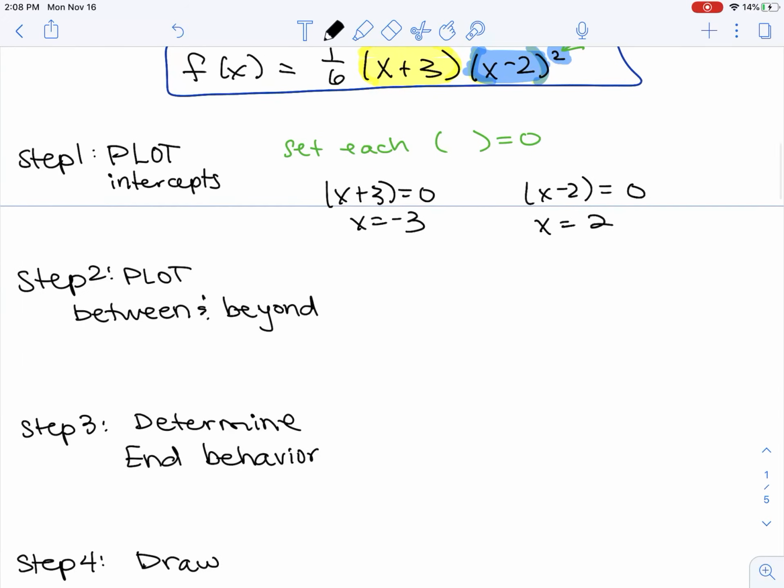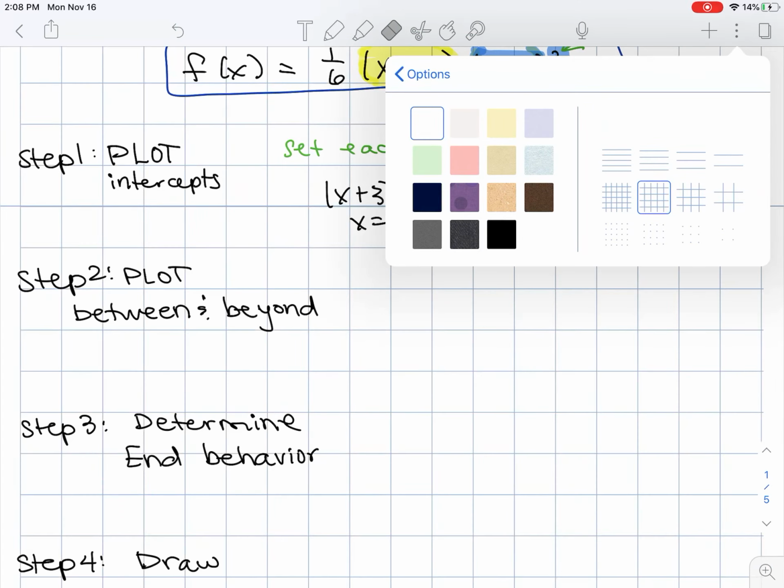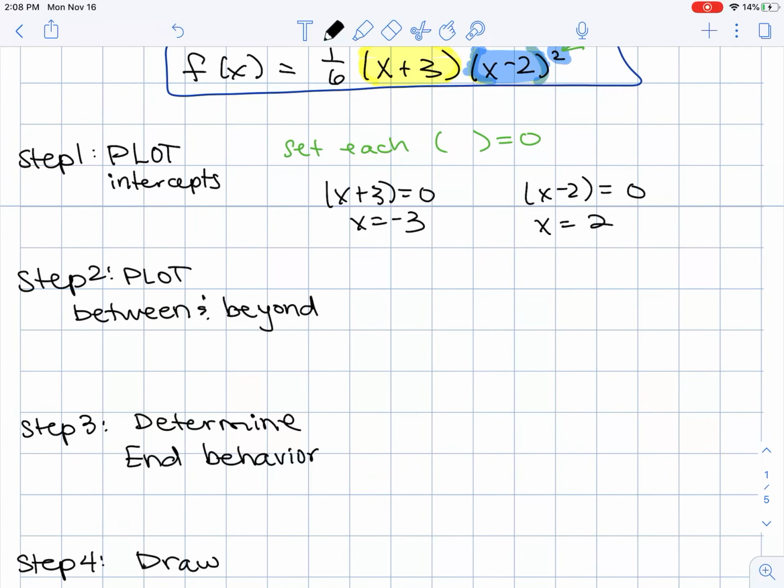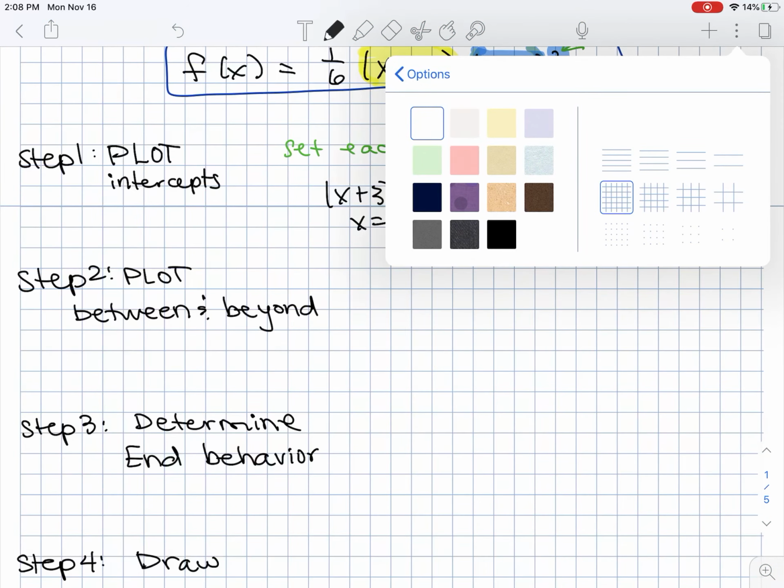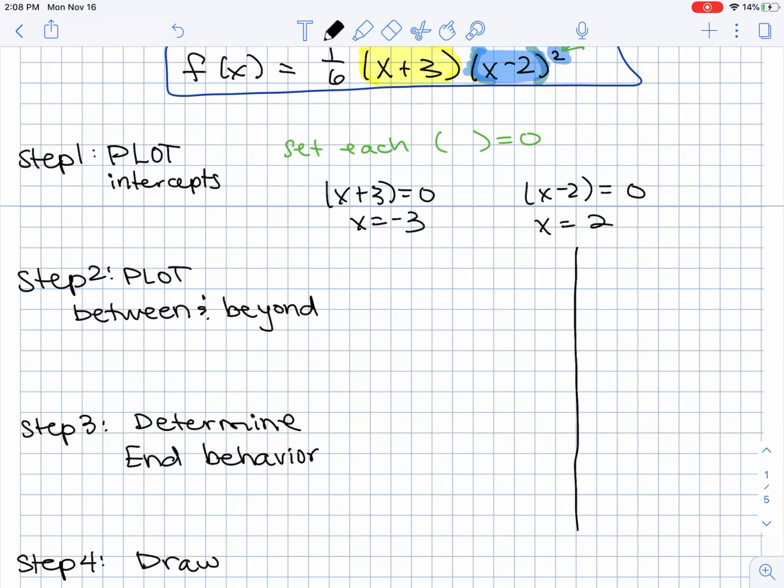And then I'm going to add that information to my graph, and actually I'm going to use my graph paper. Okay, let's just say here's my graph. We're going to start adding our information that we're finding to our graph. Here's our x-axis, here's our y-axis. And remember, our x-intercepts are at x equals negative 3. So here's negative 1, negative 2, negative 3 is an x-intercept, and so is 2. Okay, so those are my x-intercepts.